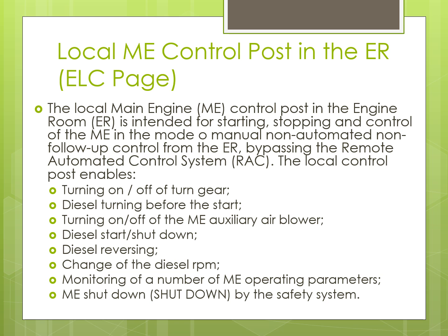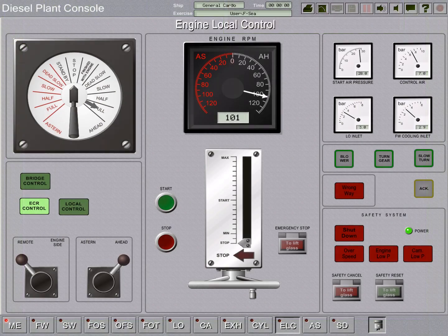The local control post enables turning on or off of turn gear, diesel turning before the start, turning on/off of the ME auxiliary air blower, diesel start or shut down, diesel reversing, change of the diesel RPM, monitoring of a number of ME operating parameters, ME shut down by the safety system. Local ME control post in the ELC page.